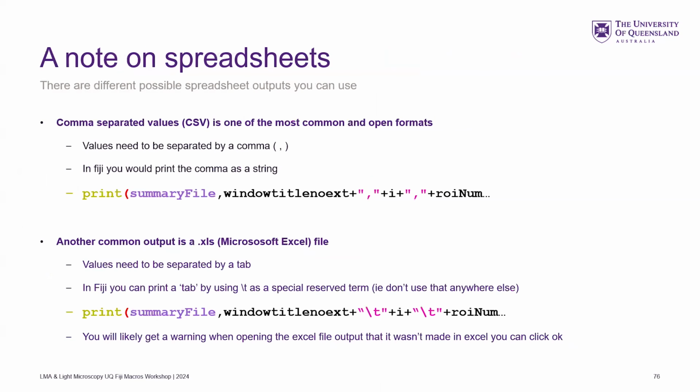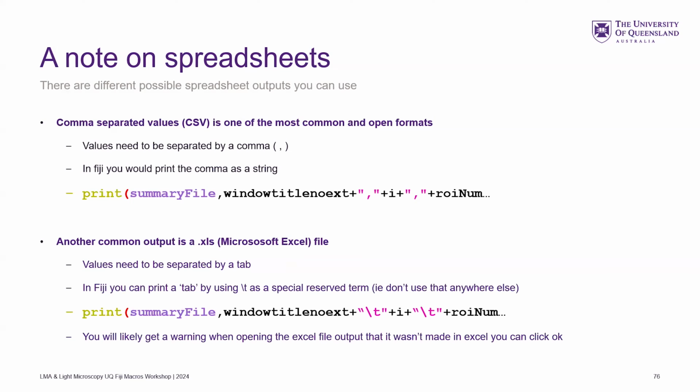So, a note on spreadsheets. You can save it down as a CSV, comma separated value. It's nice and common. It's open, so you can drag that into text viewers, Python code can read it, et cetera. We have to separate it by a comma. It's pretty obvious. So if you want to, in Fiji, you would print the comma as a string. So you would append this, print all of this at once. That would be whatever this variable is plus a comma.